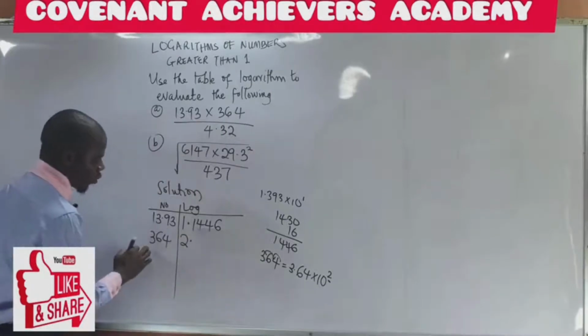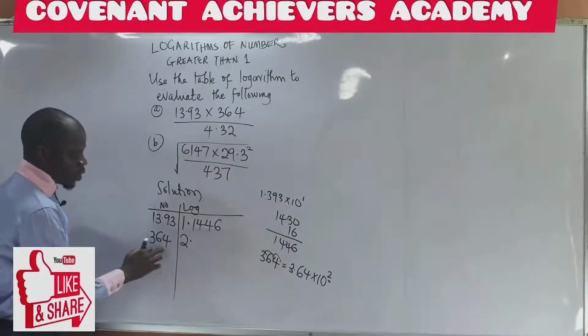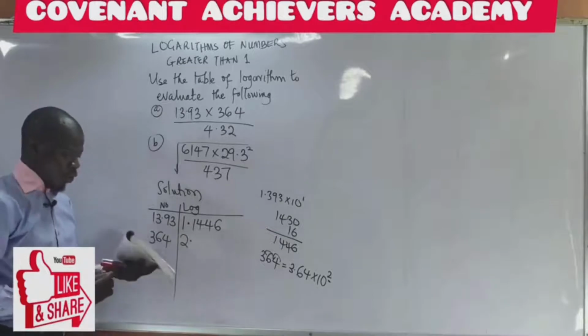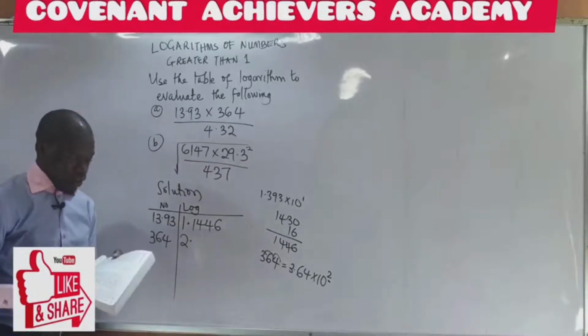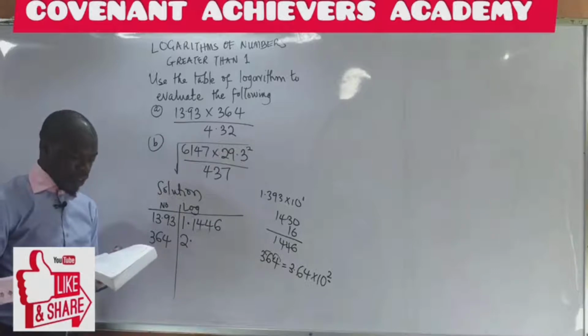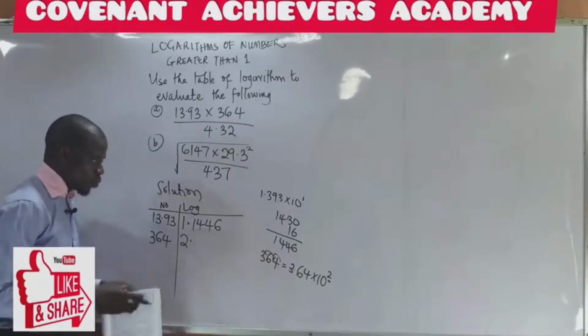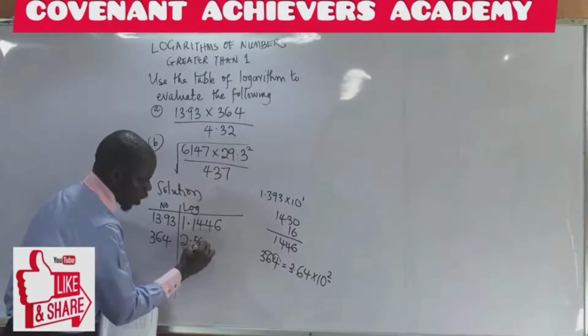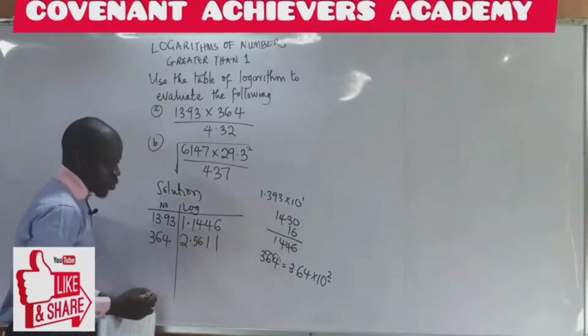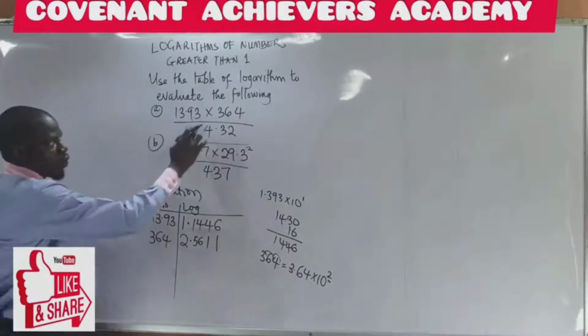Then you are going to check your 4-figure table, 36 under 4. Ensure you check it correctly to get the answer correctly. So you are having 36 under 4. That's 5611. So once you have that, now you are having multiplication here.